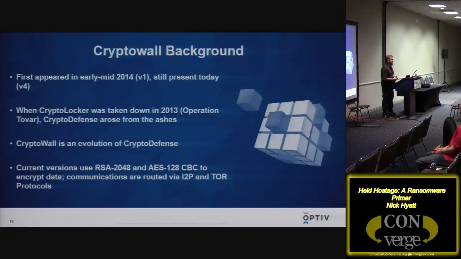So let's talk a little bit about Cryptowall. This first appeared in early to mid 2014 as version 1, still present today as version 4. When CryptoLocker was taken down in 2013 as part of Operation Tovar, which was a multinational effort to take down the botnet behind CryptoLocker, CryptoDefense arose from the ashes of that environment. And then Cryptowall is an evolution of CryptoDefense. The current versions use RSA 2048 and AES 128 CBC to encrypt that data. Communications are routed via I2P and the Tor protocols. So if you're not sniffing secure traffic on your environment, you're probably not seeing C2 traffic from ransomware. So you probably want to take a look at 443 if you have the capability.